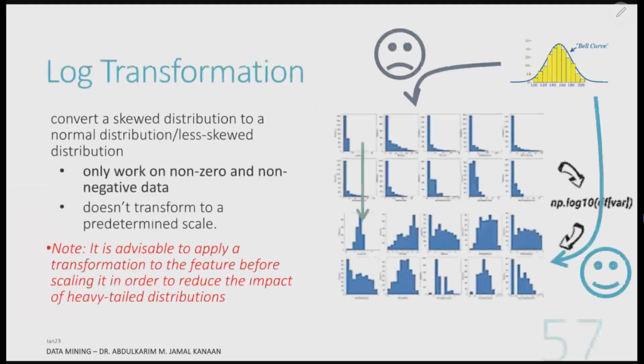Then back to our data set, if you remember, we had some features that are not normally distributed. They have heavy tails. Then we can apply log transformation. And notice how log transformation has helped, for example, this one. After you apply it, it becomes more normally distributed.